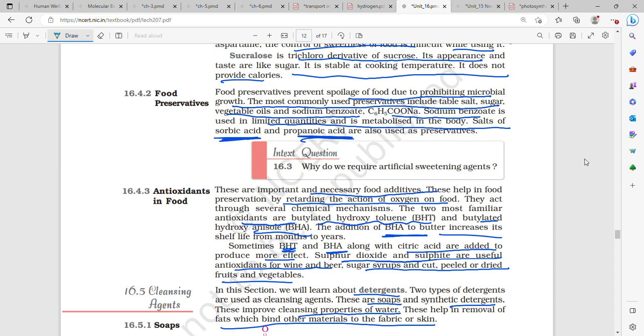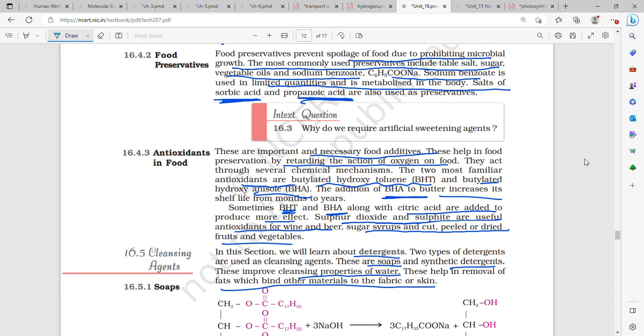Most commonly used food preservative is table salt, sugar, vegetable oil, and sodium benzoate (C6H5COONa). Sodium benzoate is used in limited quantities and metabolized in the body. Salts of sorbic acid and propionic acid are also used as preservatives.